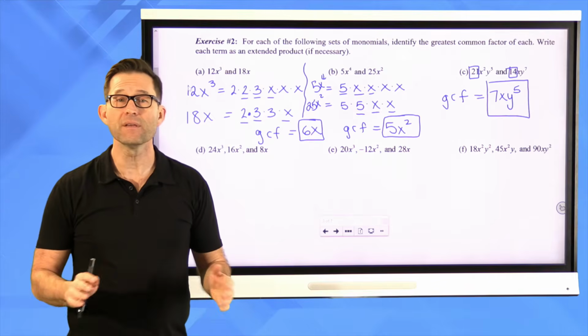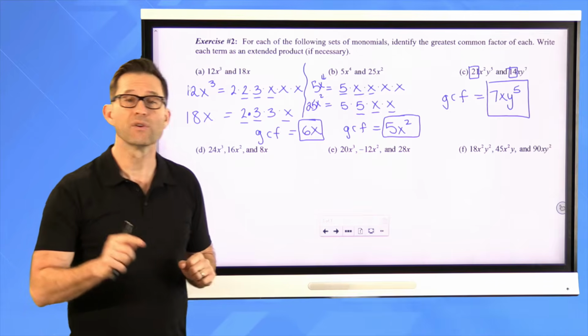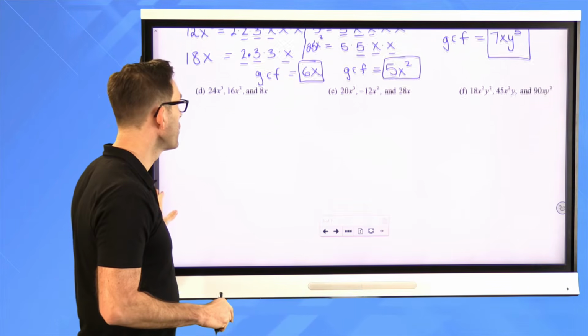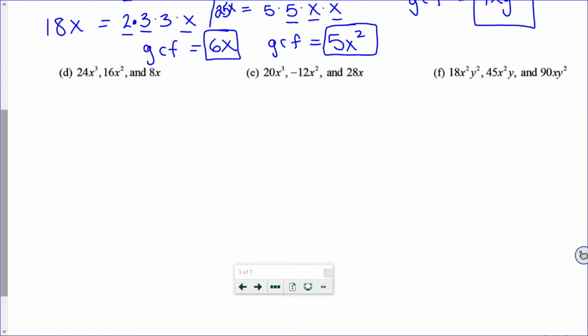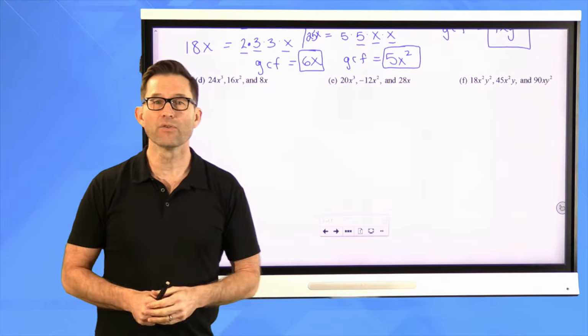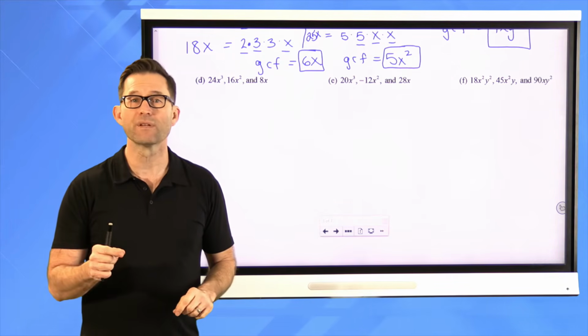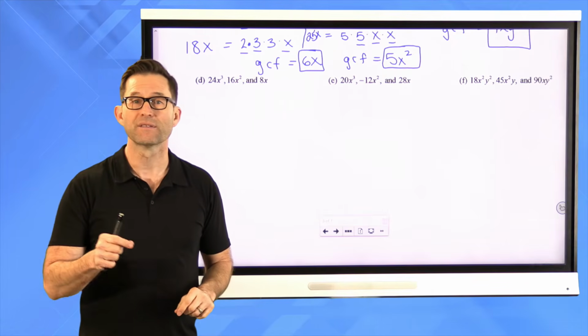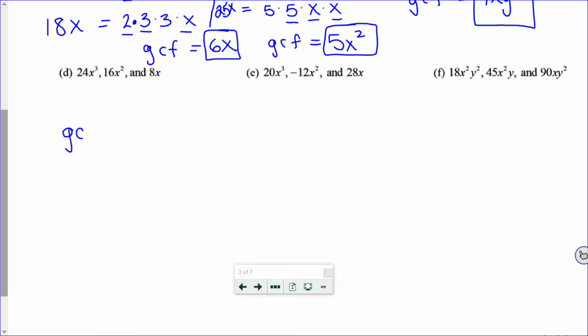All right, now it doesn't make any difference whether there are 3 terms or 2 terms, you do it the same way. So let's take a look at D together, and then I'll have you work on E and F on your own. So letter D. Here we have 24x to the third, 16x to the second, and 8x to the first. The first thing I do is look at 24, 16, and 8, and think, what is the largest number that divides into 24, 16, and 8, and that happens to be 8, right? So I begin by saying, well, my GCF has to include 8.